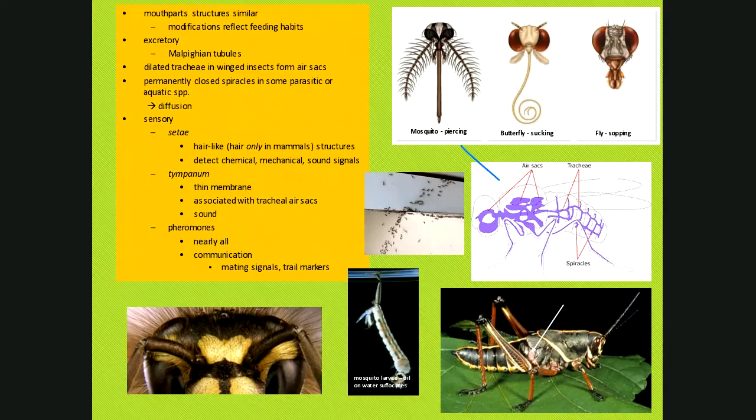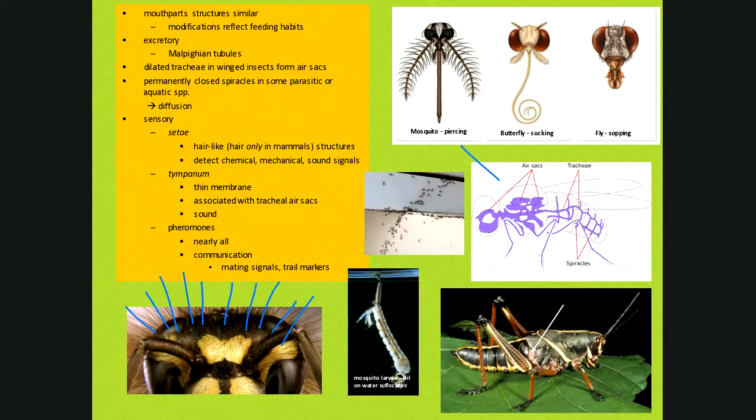fly. As far as sensory, they have setae, and I know it's spelled the same way as the chaetae that we were talking about when we were looking at the worms. But in this case, the setae are these little hair-like structures that you see down here. Now, only mammals have real hair, so it's not really hair, but they can detect chemical, mechanical, and sound signals with those.